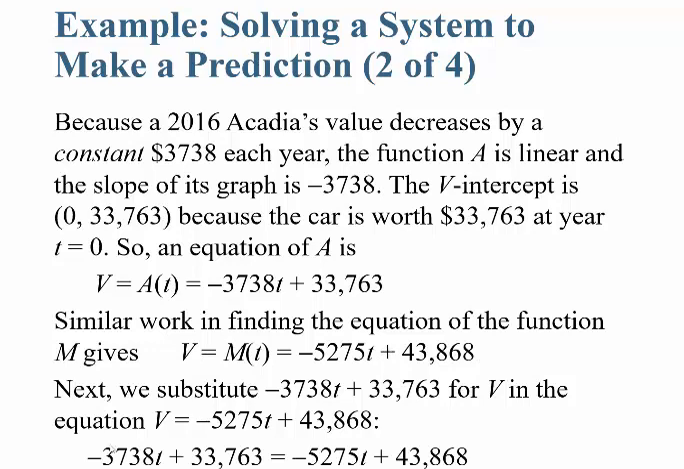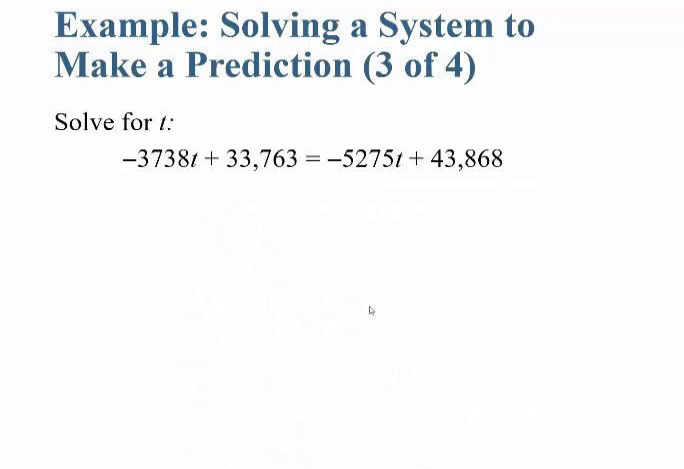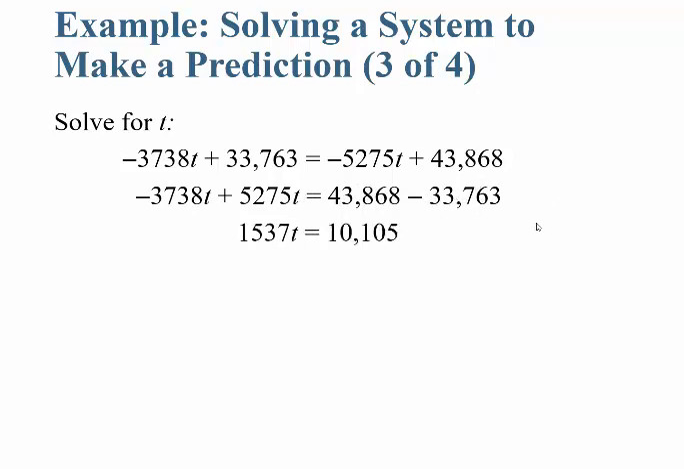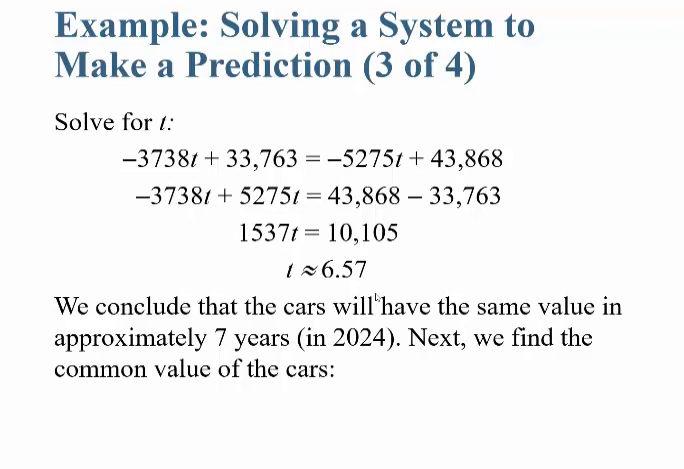So when you do that, you get the following. The two equations are equal to each other. Now all you have to do is solve for t. Again, add over this value, subtract over this value. So minus 3,738t plus 5,275t is equal to 43,868 minus 33,763, or just this. When you divide, you get roughly t equal to 6.75. That's approximately 7 years. So we conclude that the cars will have the same value in approximately 7 years.